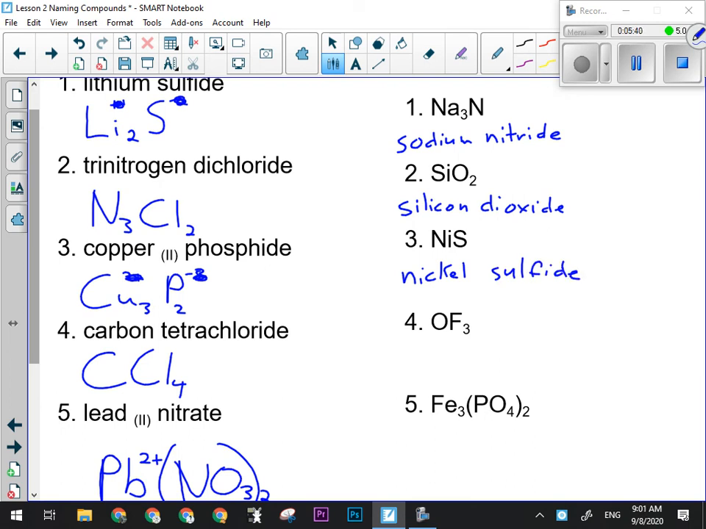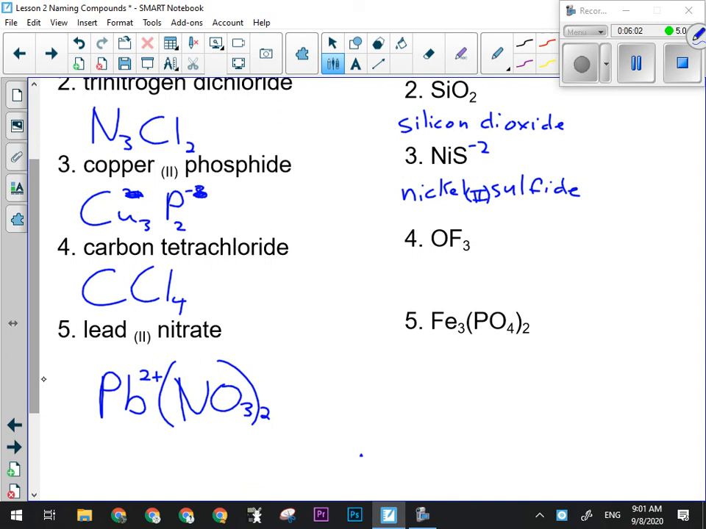Yes, I do. Nickel can be a 2 or a 3, so I have to figure out which one it is. To do that, I look to the non-metal. Sulfur's charge is always -2, so since they have to balance out, the charge on nickel must be +2. Right, so this will be nickel(II) sulfide.